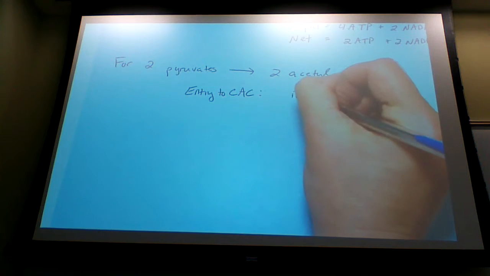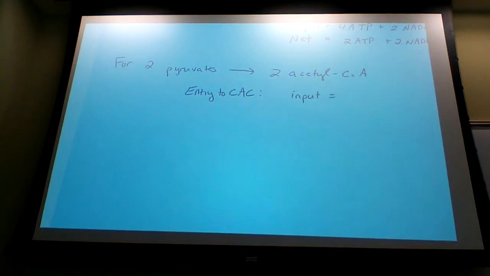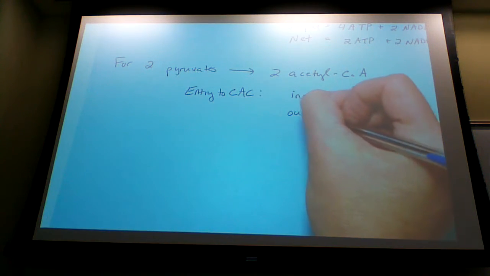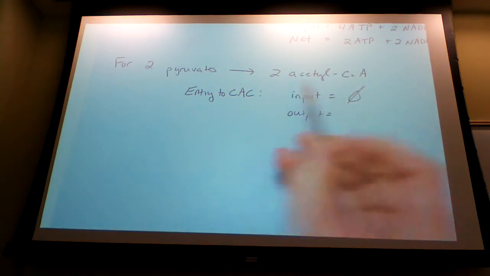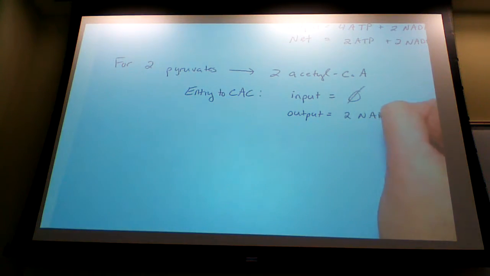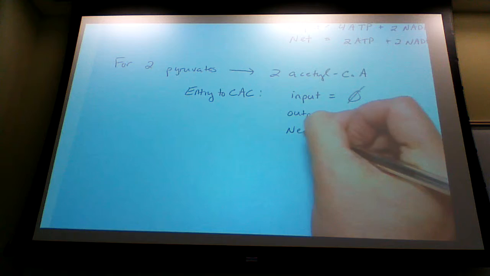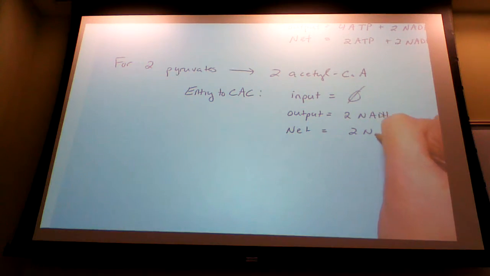What's my energy input? 2 GTP? Or GDP? It's a trick question. How about output? I get an NADH. And since I have 2 acetyl coenzyme A's, I'm going to get 2 NADHs. So my net now is 2 NADH.